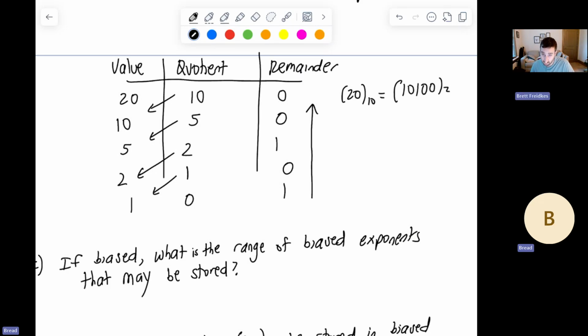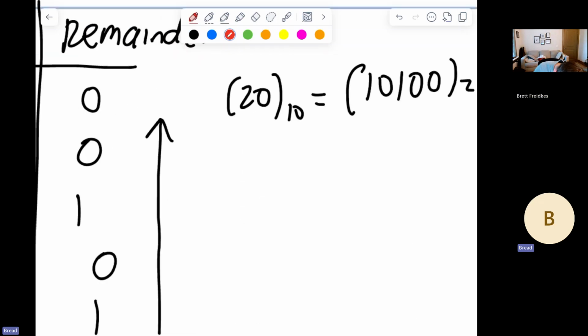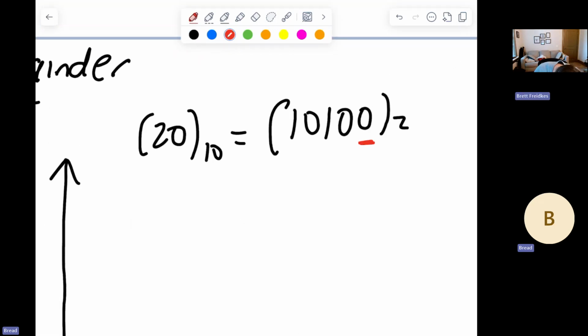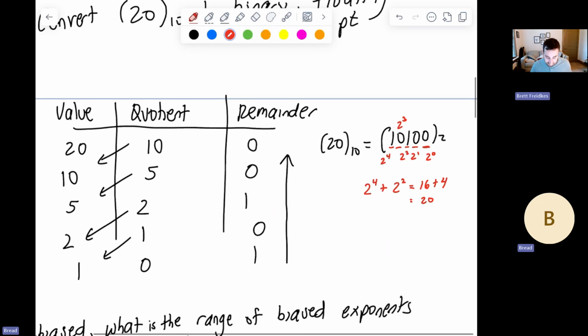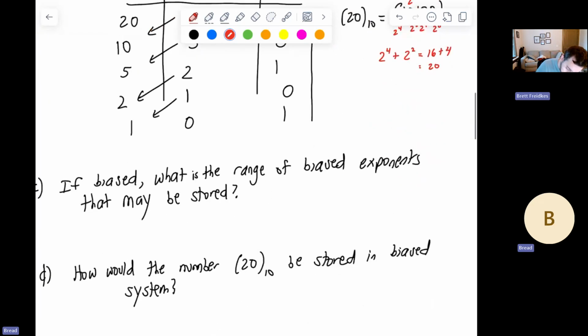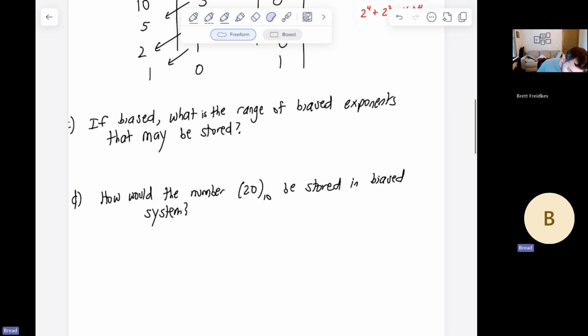And if we were unsure if that's correct, and we wanted to check our work, we can convert back. Zoom in over here for a second. This is our groups of 2 to the 0, 2 to the 1, 2 to the 2, 2 to the 3, and 2 to the 4. So we have one group of 2 to the 4 plus one group of 2 squared. That's 16 plus 4, which is 20. So we converted correctly, is the moral of the story.